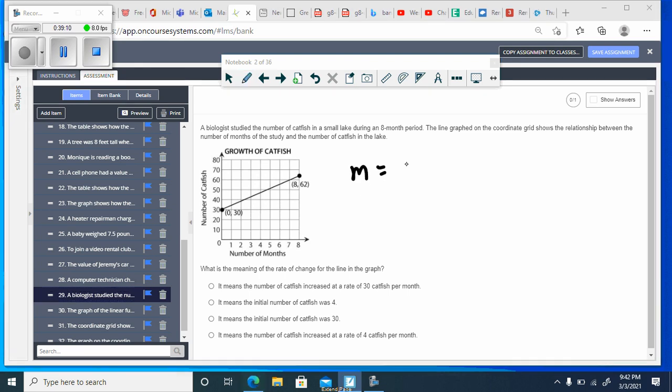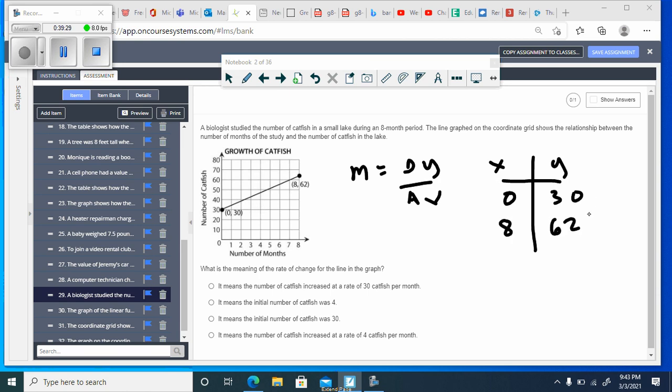Our m would be change in y over change in x. Okay? We've got 2 points here. You could draw your thing, or you could use a T-chart. We've got 0, 30, and we've got 8, 62. Change in y would be 62 minus 30. Change in x is 8 minus 0. Okay, so that gives me 32 divided by 8.